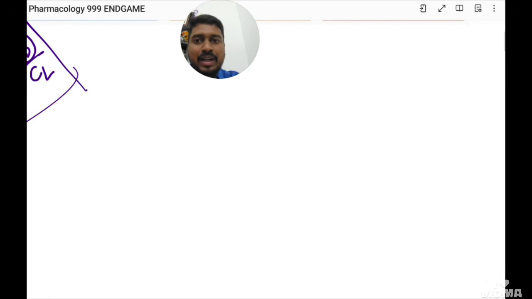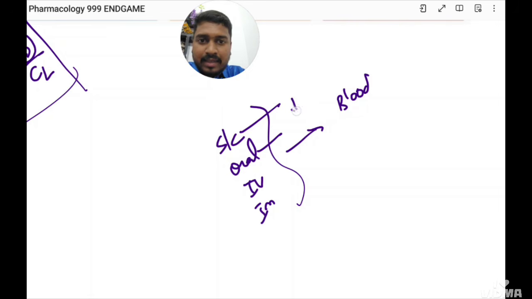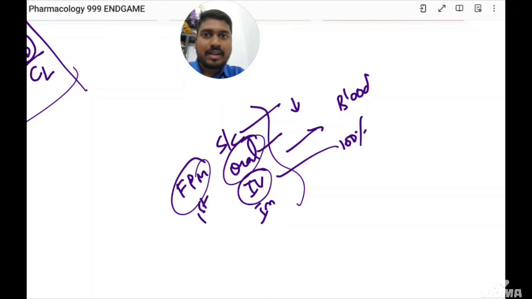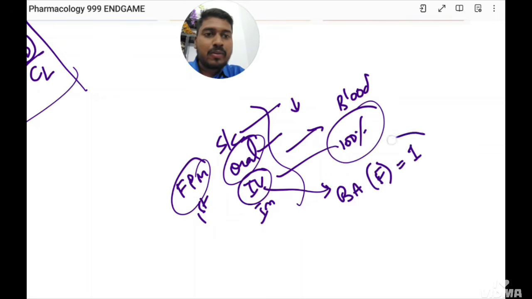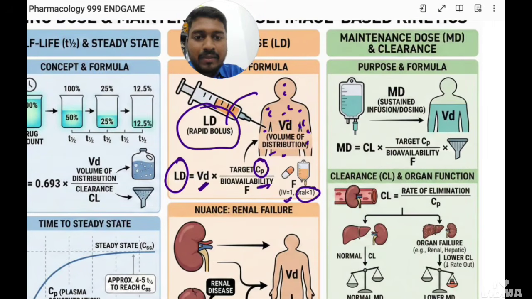So what is bioavailability? Bioavailability is when you give a drug through a route, maybe subcutaneous, oral, IV or IM, what is the concentration that actually reaches the blood? That is known as bioavailability, okay? Bioavailability for subcutaneous, oral and so on is less than 100%, because not everything you give orally will reach the blood, right? Because there is something called first pass metabolism. But in the IV route, 100% of the drug reaches the blood. So in the IV route, bioavailability, which is represented by F, is equal to 1. 1 means 100%, okay? So you can see here, bioavailability of oral is less than 1 and IV is 1.